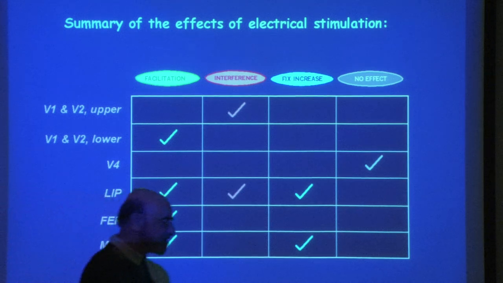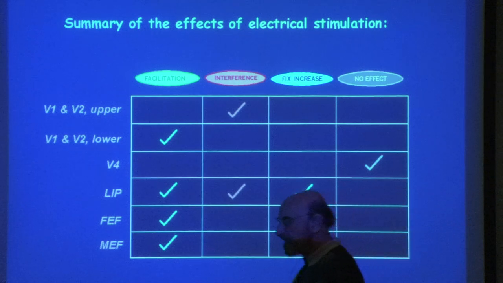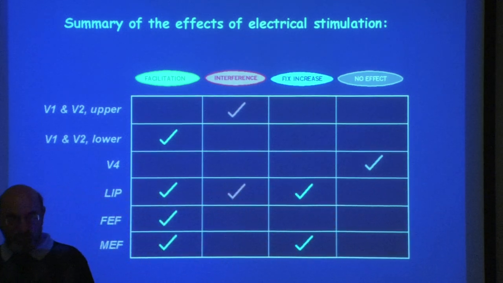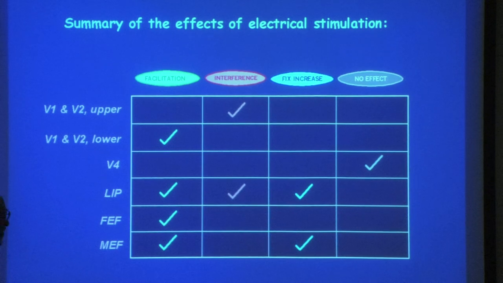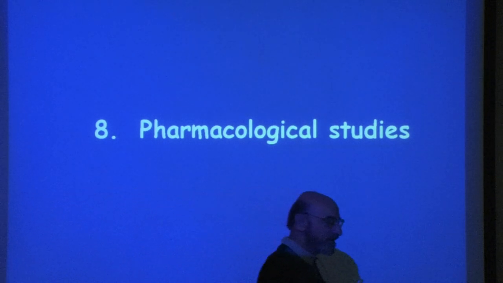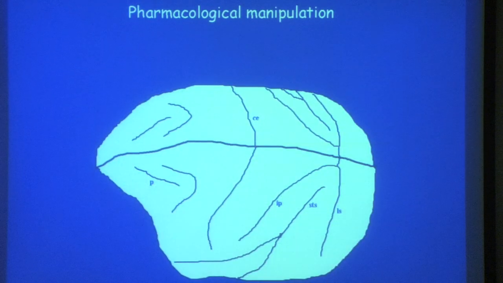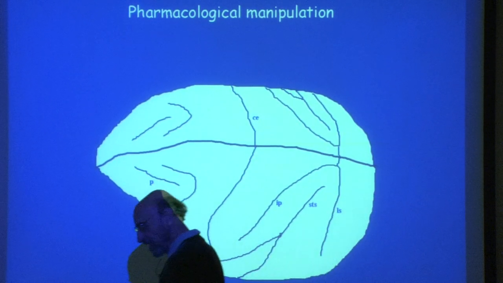Now, what these findings indicate is that somehow inhibitory circuits are essential in our ability to make saccades to selected visual targets. And therefore, what we want to do is to examine what happens when we use various kinds of pharmacological agents that either facilitate or increase inhibition.